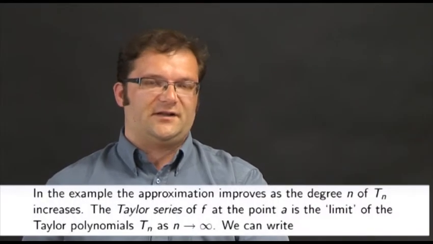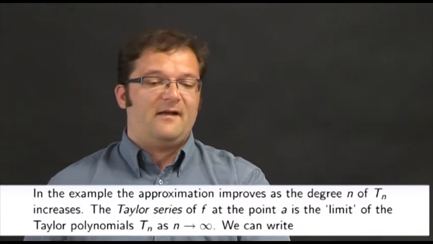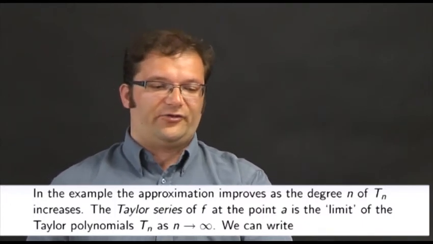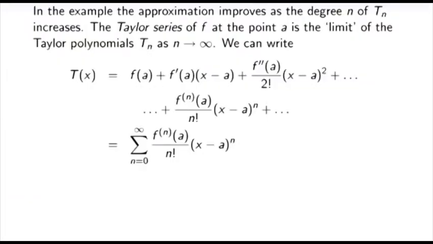We can take n as big as we like and then go from a polynomial, Tn of x, to a series, T of x. So we can define the Taylor series of the function f at the point a as the limit of the Taylor polynomials as n goes to infinity. Formally, we can write it down, as you see on the slide, either using the simple terms in our series, or we can also use the sigma notation that you see at the bottom. So T of x is the sum from 0 to infinity of the nth derivative of f at the point a divided by n factorial times x minus a to the n.